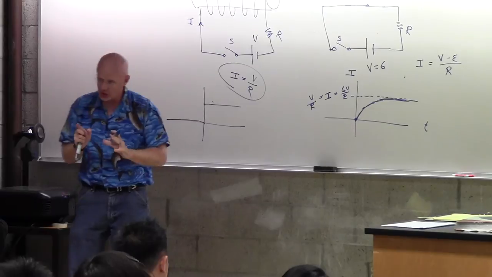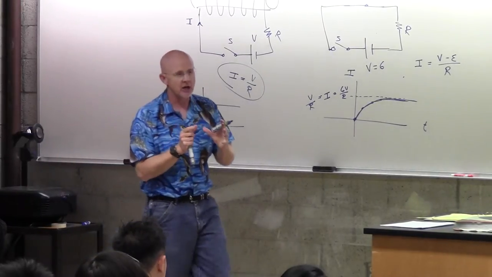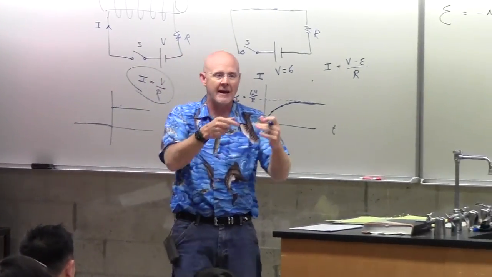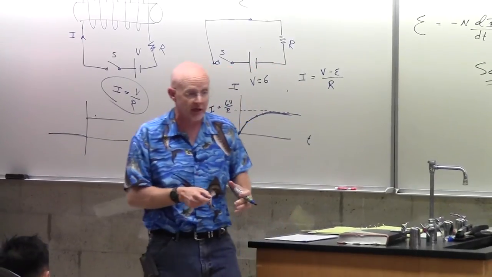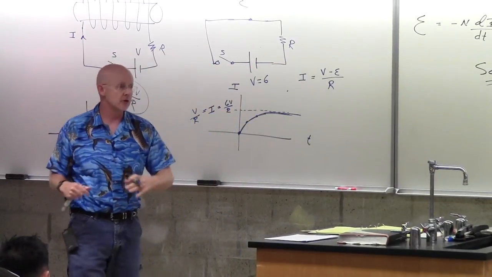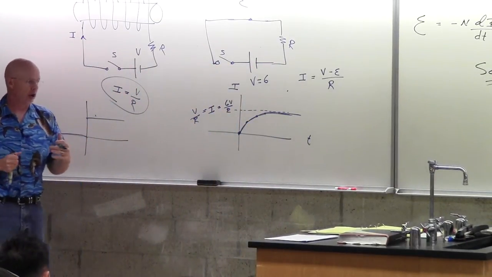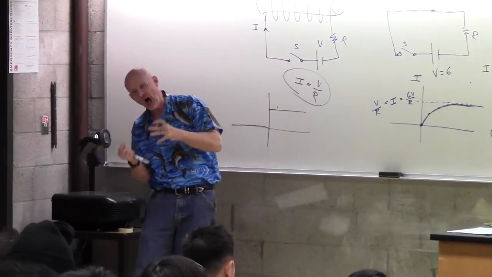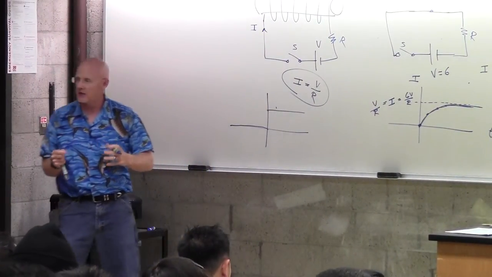But that transition zone is what this chapter is all about. That discussion of what would happen if the current was being turned on or turning off. Or in the next couple of chapters, what if it was an AC current so that it was constantly going on and off and on and off? What would I expect to get?